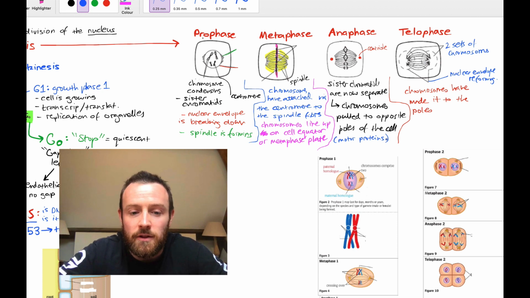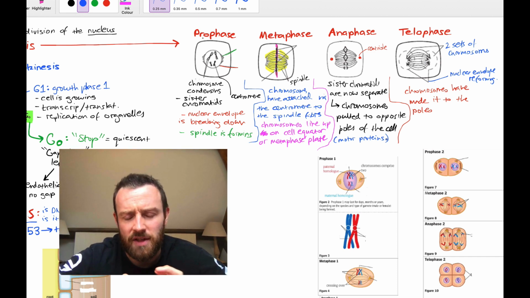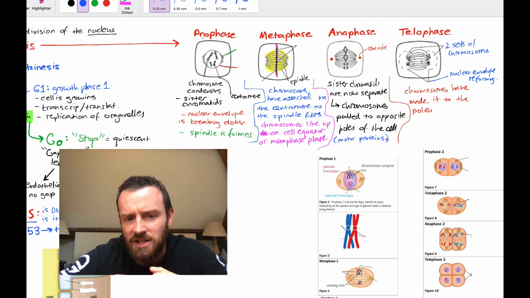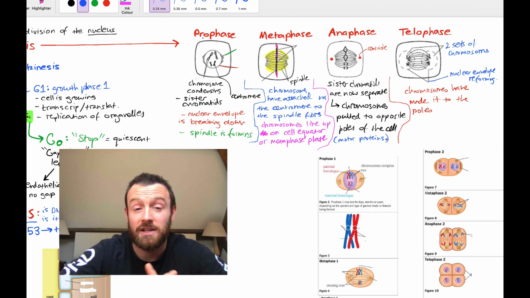First one is going to be another cell viewed down a microscope, but with colors and things superimposed over the top, so you can see what stages things are happening in, and also the stage will be written underneath.